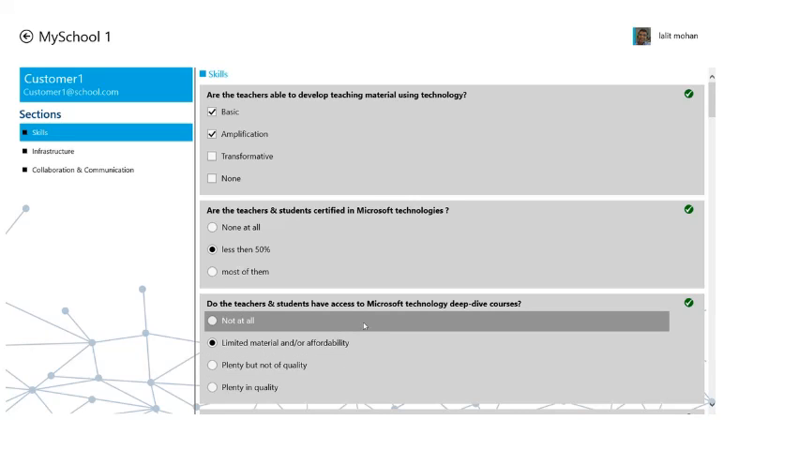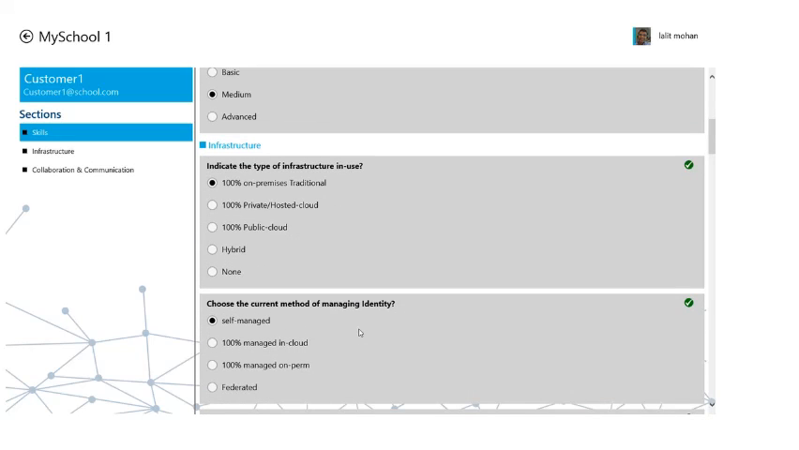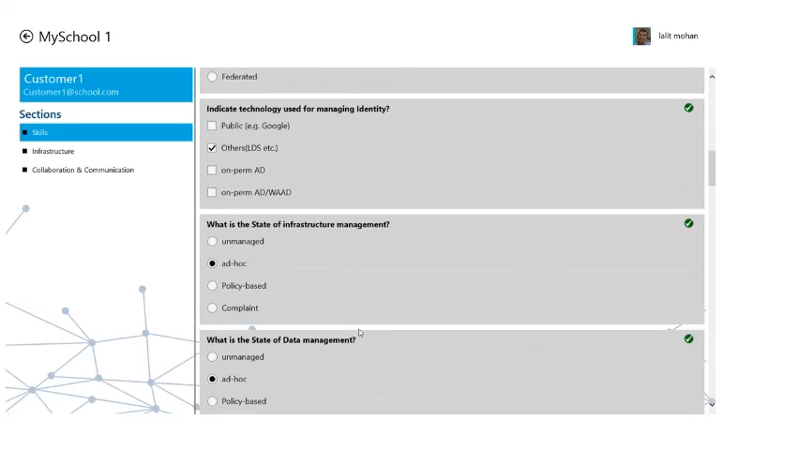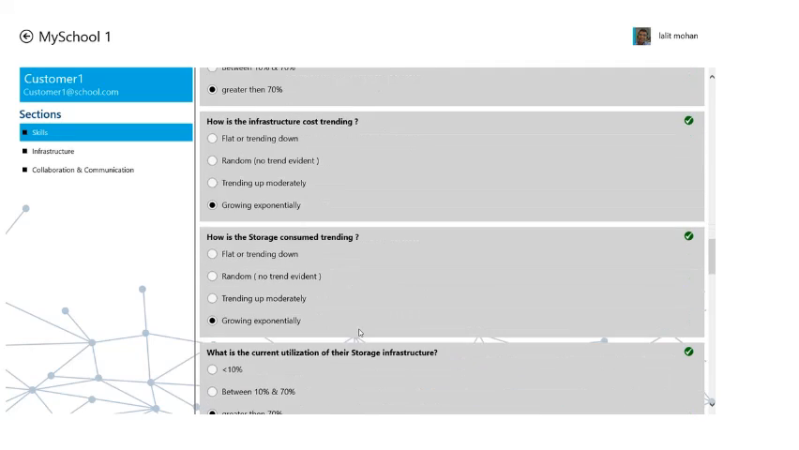In this example, the questions have been pre-answered. However, let's explore some of this in detail to understand the power of StarLite.